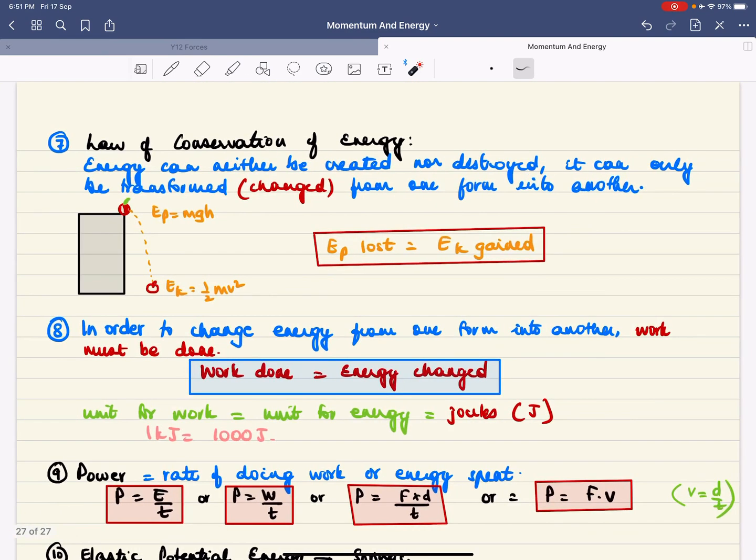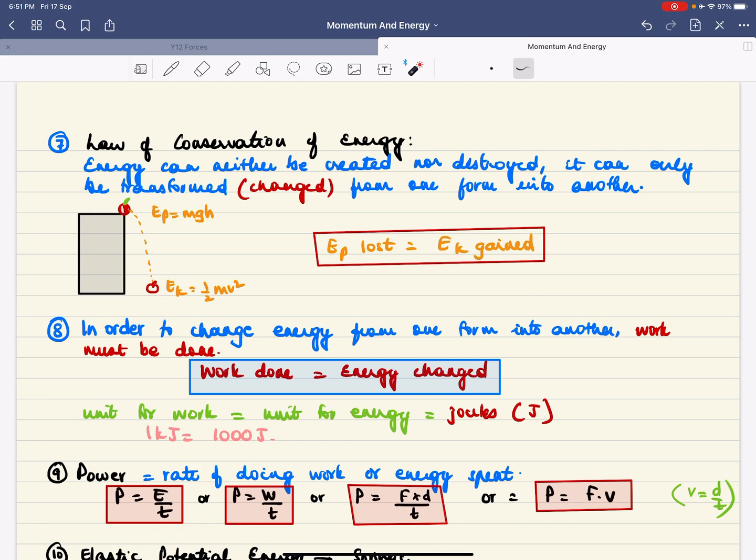Okay, moving on to energy now. The law of conservation of energy says that energy can neither be created nor destroyed. It's only changed from one form to the other. So if something's at a height, it's got gravitational potential energy. When it falls down, that energy is changed to kinetic energy. And if no energy is lost in the form of heat due to friction, then we say that the gravitational potential energy lost when it falls down is all changed to kinetic energy. Using these equations, you can find out what speed something hits the ground with.